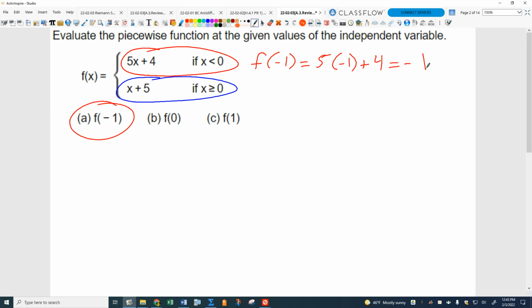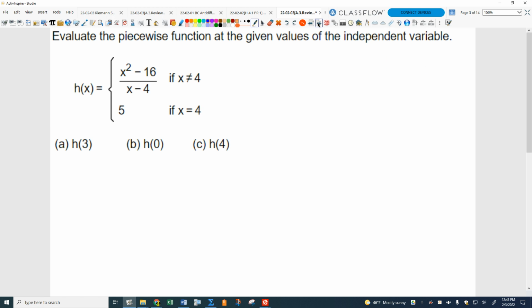What about part B? Does that go into red or blue? Blue. Good. It goes into blue because look at the domain of the blue. It's got an equal sign with the inequality. So any x value that's greater than or equal to 0 would go into the blue piece. Well, this is 0. So f of 0 then would just equal, I'm going to plug 0 in for x, 0 plus 5, which is obviously just 5. Okay, and we're done. No big deal. Okay, 1 to 5, how are we doing? Okay, all right.